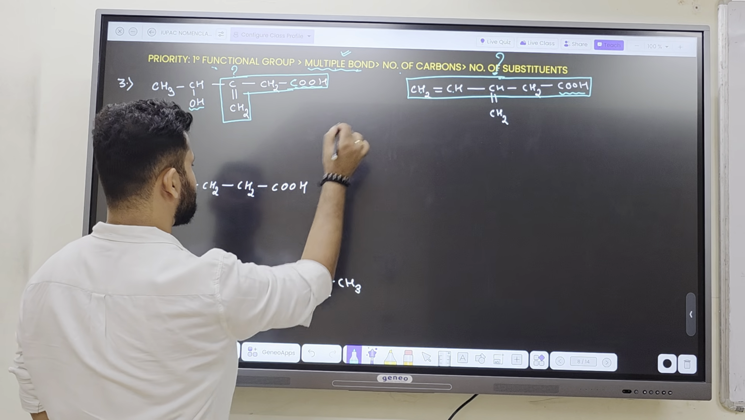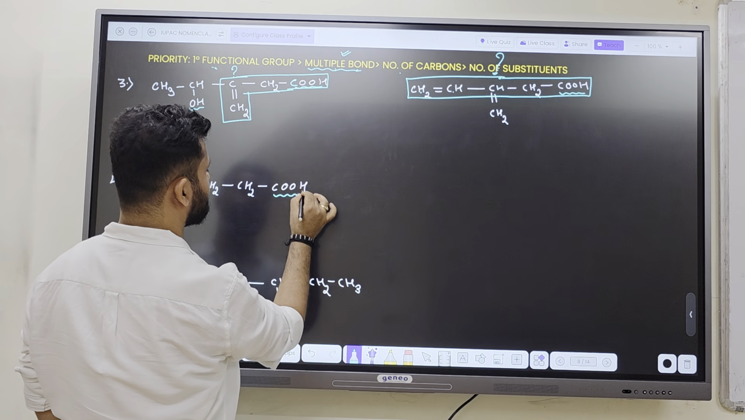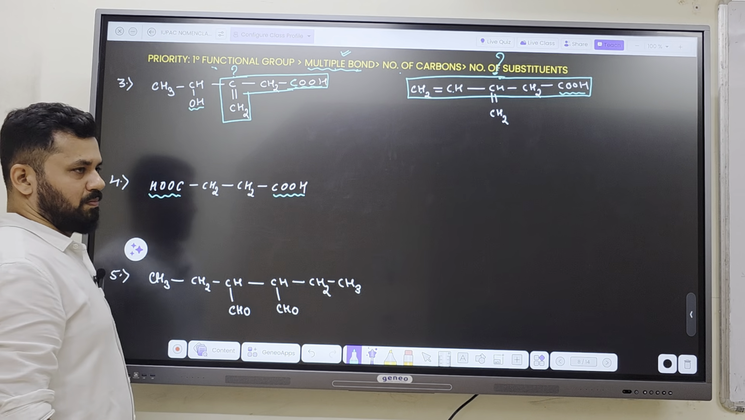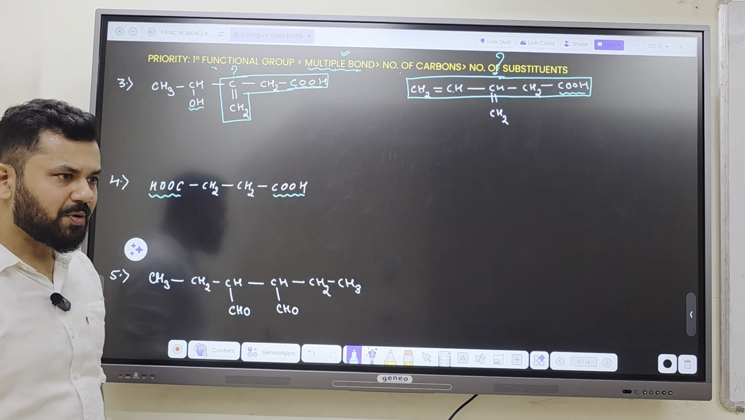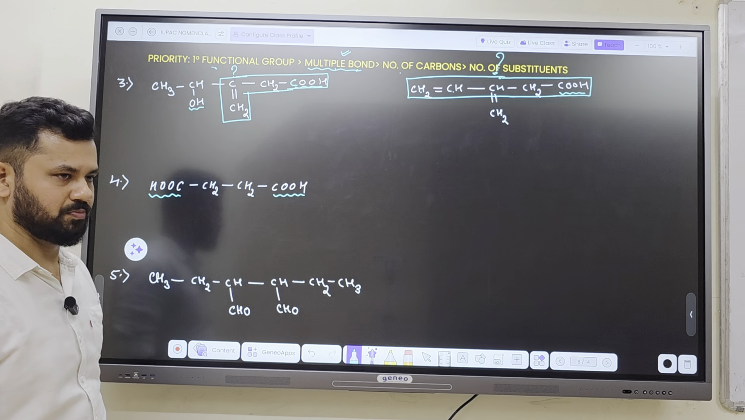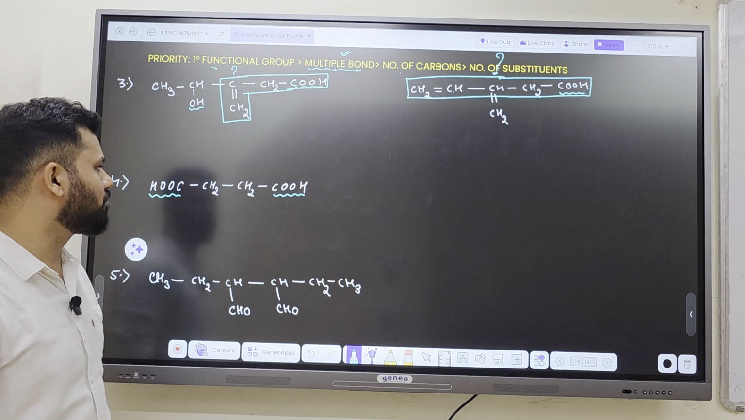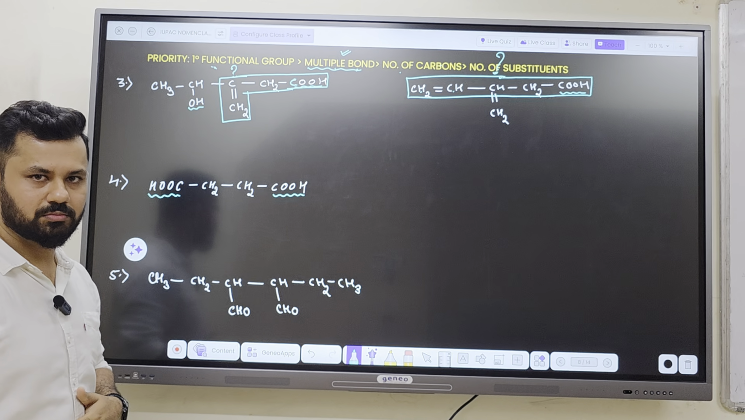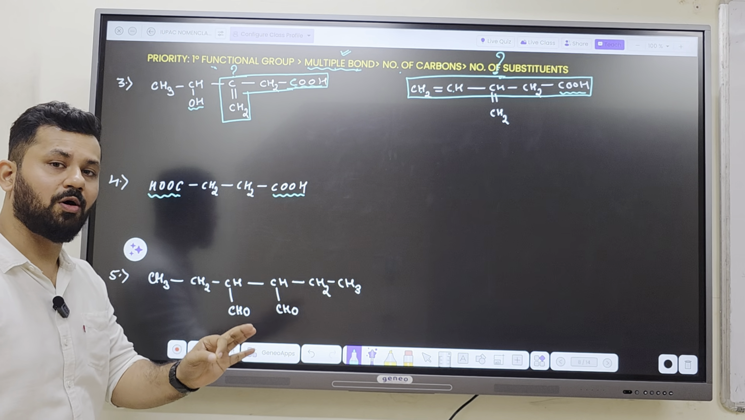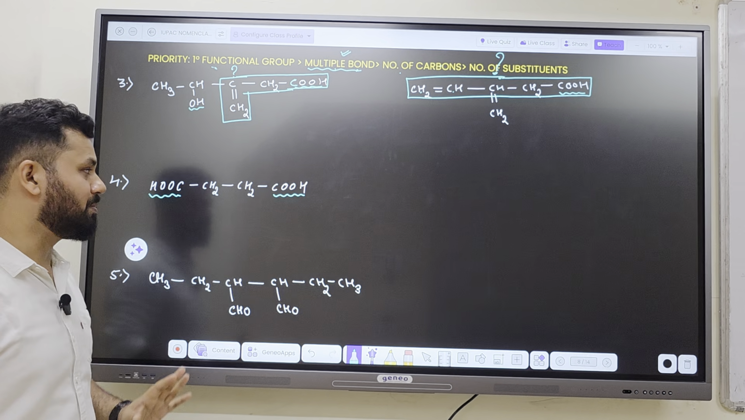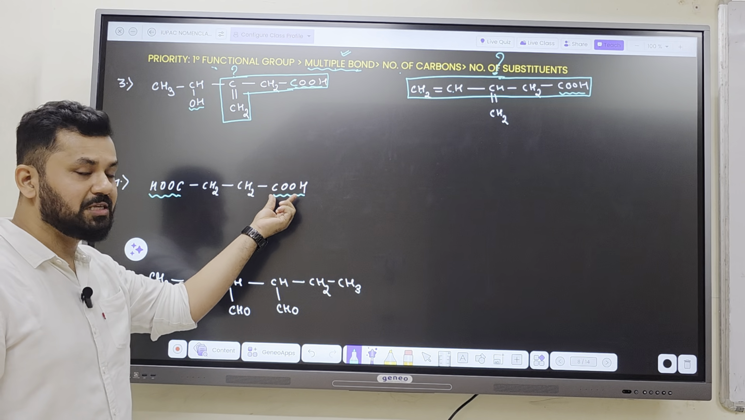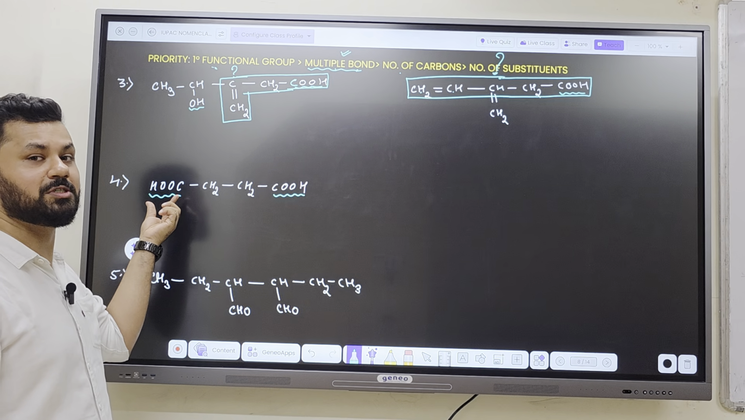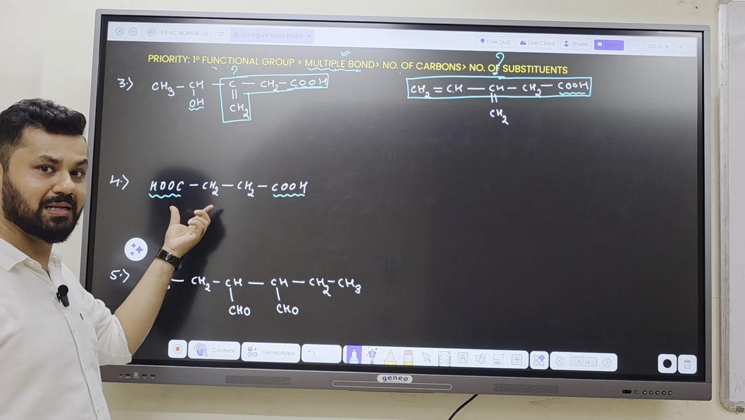I have COOH as my functional group, but it is present twice. If the same identical functional group is present 2 times, then both of them must be included. The point to be noted is that this is your primary functional group. Likewise, this is also your primary functional group, because they are the same, they are identical.